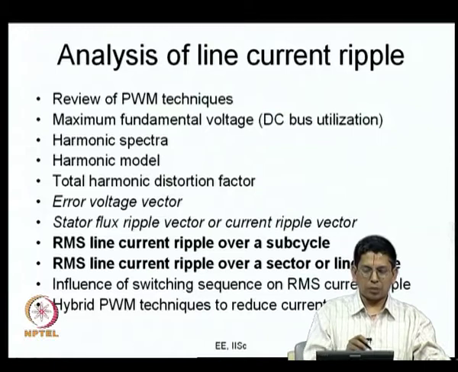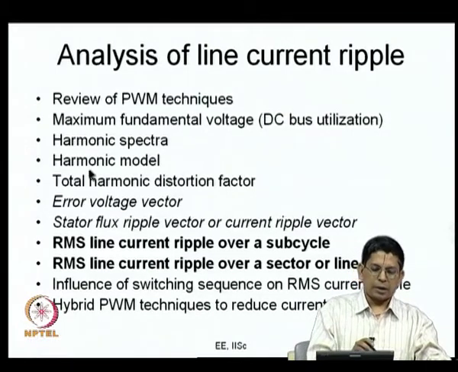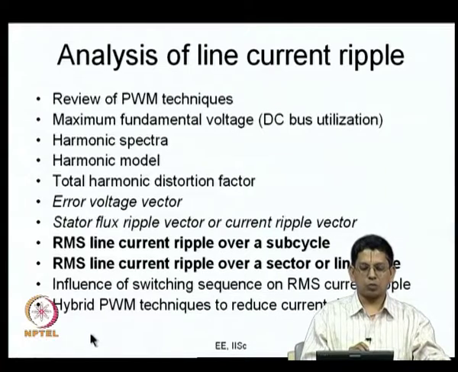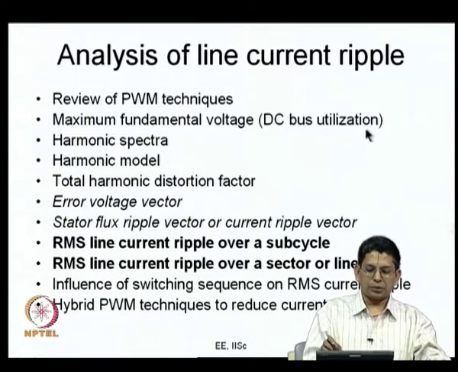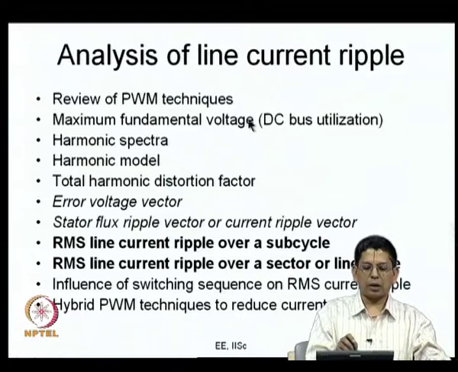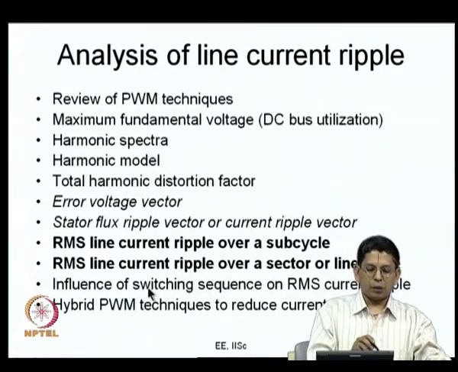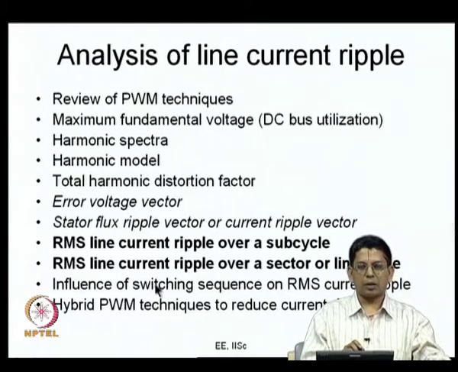So, the present module, the analysis of line current ripple, includes a set of topics. One of them was a review of the PWM techniques which we had seen in the last 2 modules, and we looked at the DC bus utilization, that is how much fundamental or AC side voltage can be produced with a given DC voltage. And we looked at the typical harmonic spectra of the different PWM waveforms when you are employing different PWM methods, sinusoidal PWM or conventional space vector PWM, etc. We developed some idea about that.